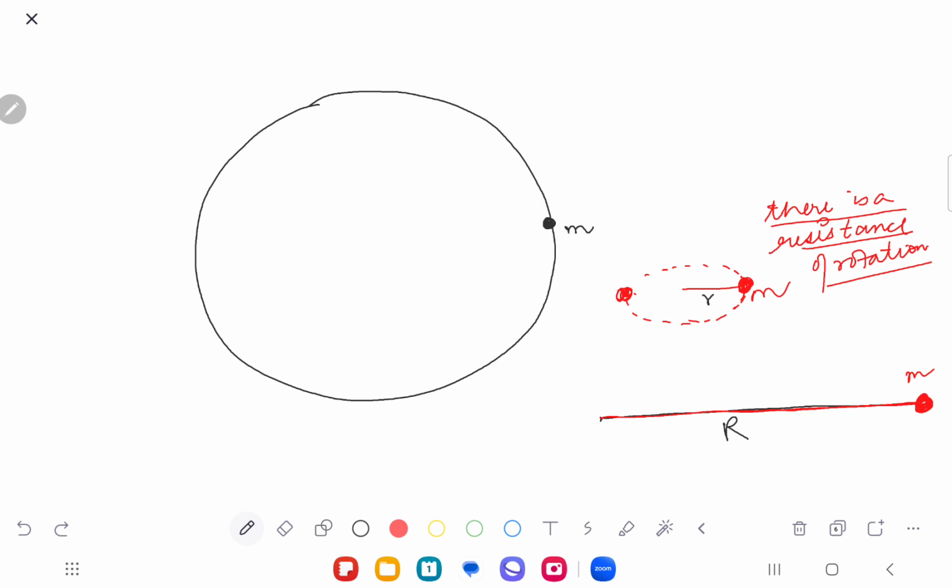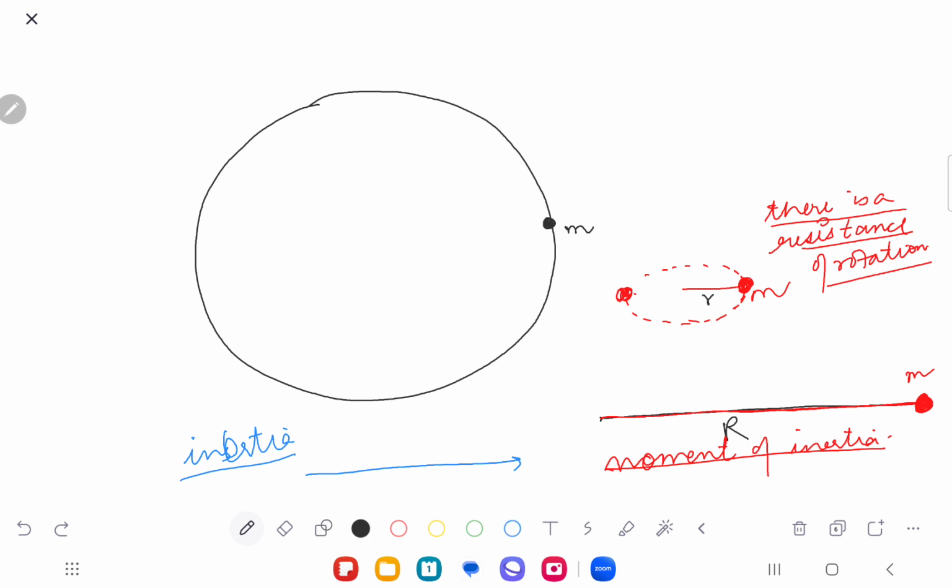Now, when we're talking about this rotation part, what I'm trying to explain is that every circular motion has a moment of inertia. Moment of inertia. So, inertia and moment of inertia. What is this? Inertia means resistance to the forward motion, resistance to linear motion.